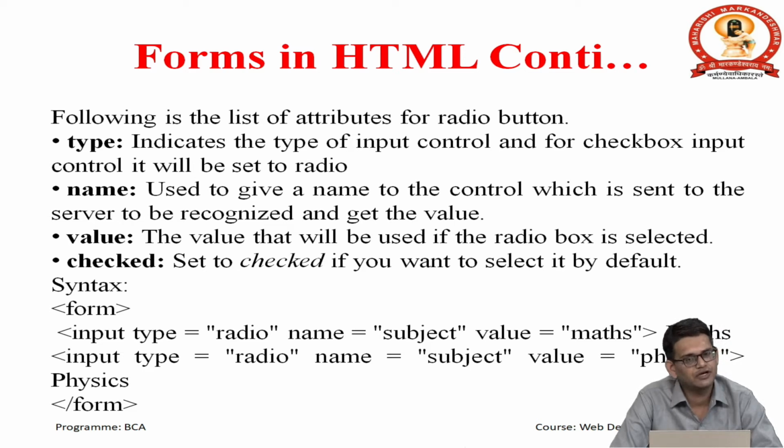In this way we can create checkboxes. Next one, the list of attributes for radio buttons. It also contains type, which indicates the input control, and it will be set to radio. Next one is name, used to uniquely identify and recognize and set the values. Next one is value, which will be used if the button is selected or not selected. Checked means it is already selected by default. So input type equal to radio, name equal to subject, value equal to math. And input type equal to radio, name equal to subject, value equal to physics. In this way two options will be available, math and physics, and we can choose either of them.